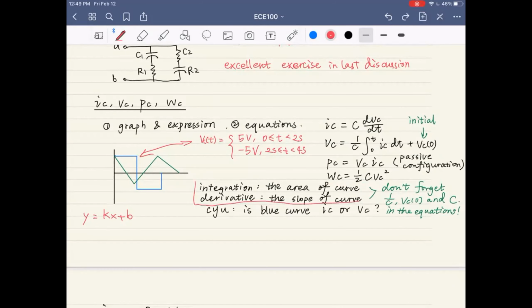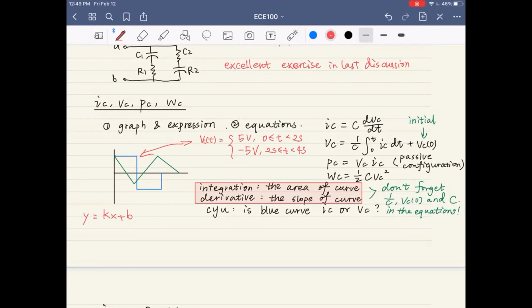As you may notice, the integration of the waveform is actually the area under the curve. When you have positive values, the area contributes a positive component to the total integration, and when it is negative, it contributes a negative component. And the derivative of the waveform is actually the slope of the curve. Does it make sense?